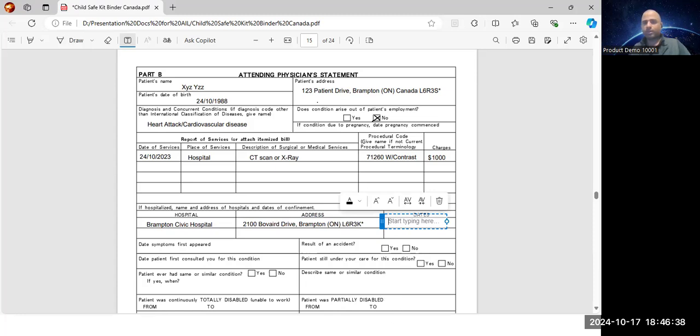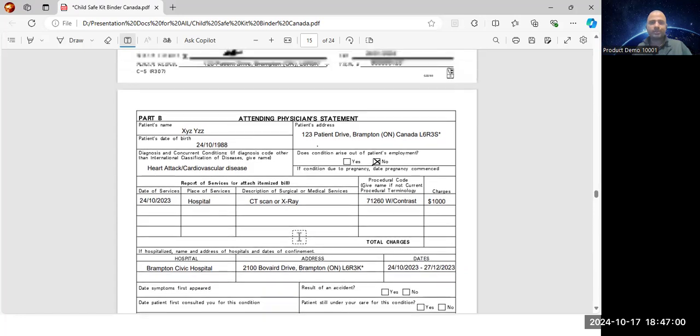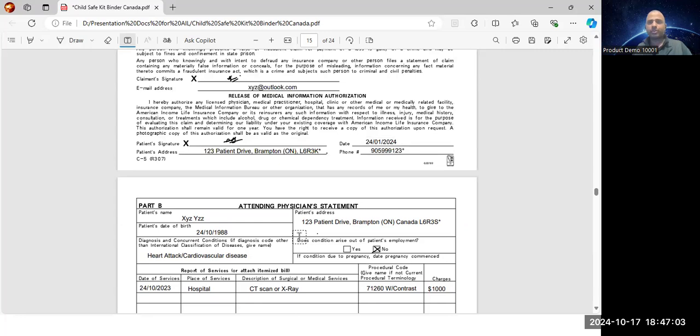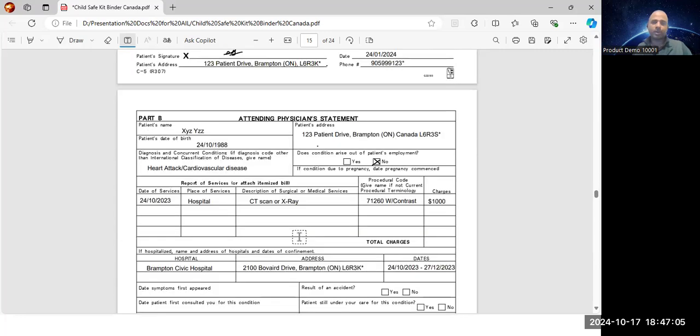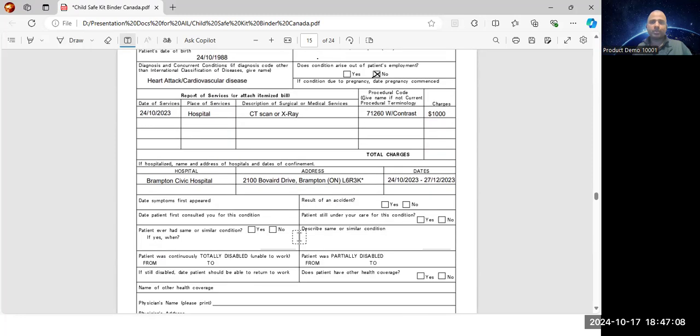All right, so when it comes to dates, we're talking about 24th October 2023 till 27th December 2023, for example. And again, these dates should match the dates in Part A, the one filled out by the life insured or the policyholder. Otherwise you will have a discrepancy, which will only lead to a delay in the claim, or cancellation of your policy if it's deliberate.